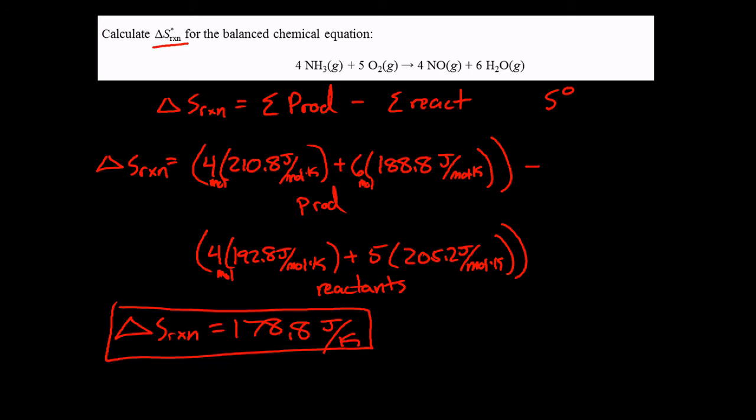We can do a little bit of a sanity check here just to make sure that that answer makes sense. If we look at what we have in the reaction, we start with 9 moles of gas and we end with 10 moles of gas. So it makes sense that the entropy goes up. It would make sense that we have a positive entropy. If we started at 10 and went to 9, we would expect to have overall a lowering of the entropy. So our answer does make sense, at least in that sense.